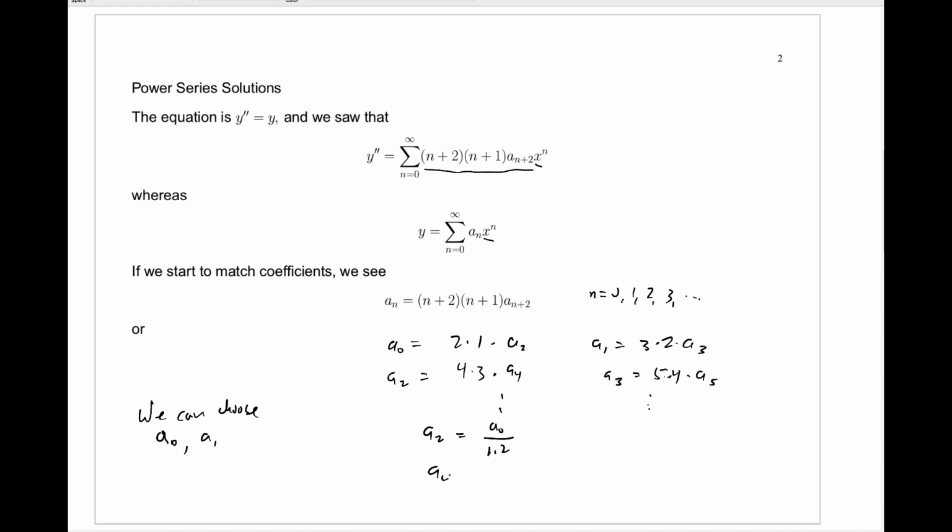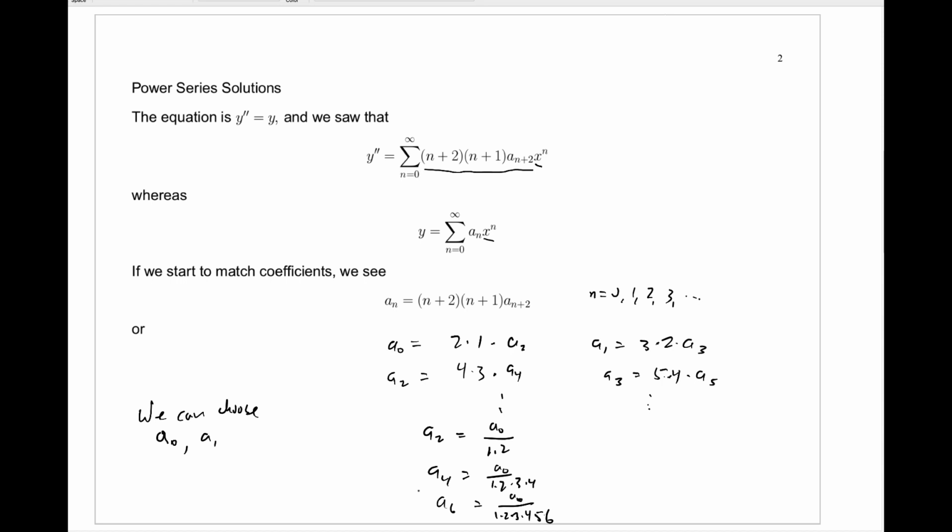A sub 4 is A sub 2 divided by 4 times 3. But A sub 2 is A0 over 1 times 2. So that's the same as A0 over 1 times 2 times 3 times 4. The next one, A sub 4 is 6 times 5 times A sub 6, which we'll write as A sub 6 equals A sub 4 divided by 5 times 6, which is this whole thing divided by 5 times 6. In other words, A0 over 1 times 2 times 3 times 4 times 5 times 6.